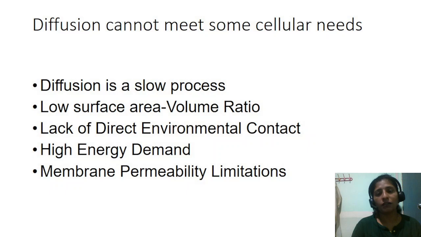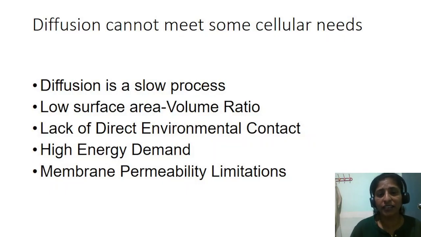As I told you now, we can't always depend on diffusion and osmosis. Diffusion is a slow process, and the surface area to volume ratio is low. Sometimes the ratio won't be correct and will not be matched. For diffusion they need more surface area, and only then will there be more diffusion. At that time it will not work.